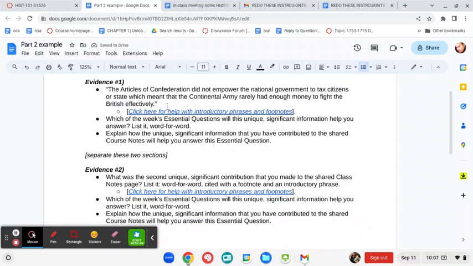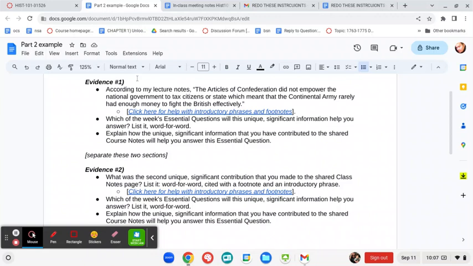And you always want an introductory phrase, and you want to cite your work with a footnote. So what do I mean by introductory phrase? You want to let the reader know where this information is coming from. So something as simple as, according to my lecture notes, right? And then you want to footnote this.